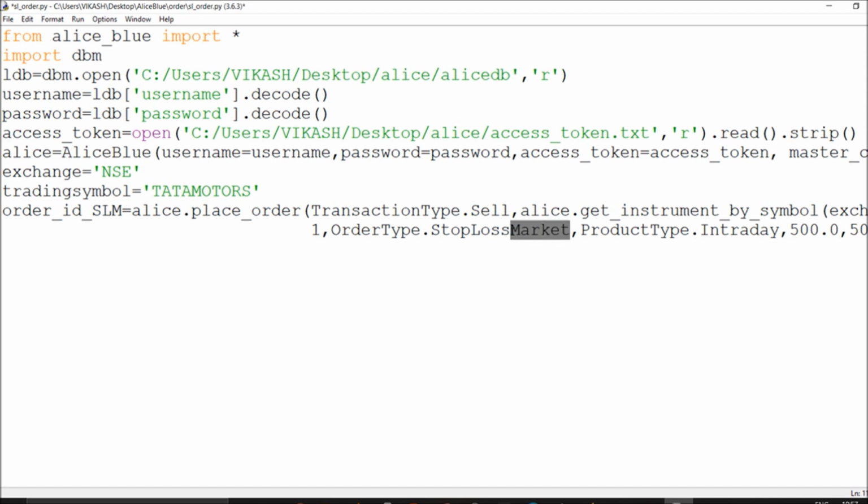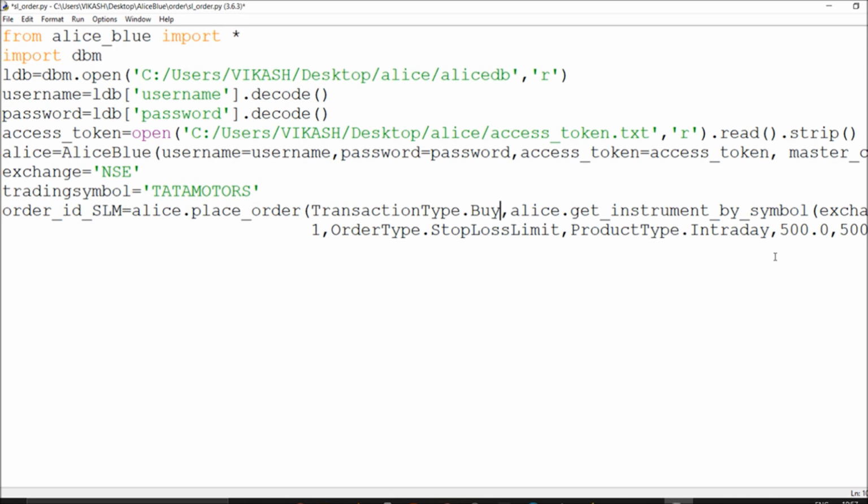So instead of stop loss market, just give limit, and whether it is intraday or delivery, you can give it, and everything will be the same. If you want to place a sell order, you can go with the buy as in stop loss limit. Suppose you bought somewhere and you want to place a sell, or vice versa, you can go for these things. This is how you can go.